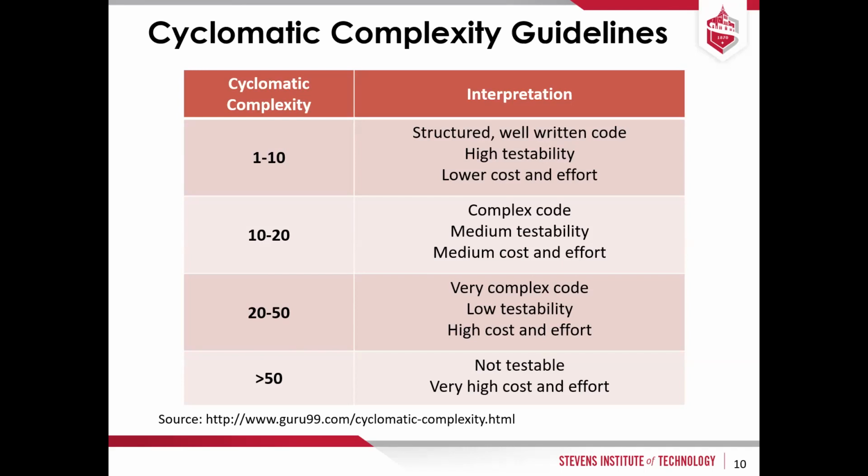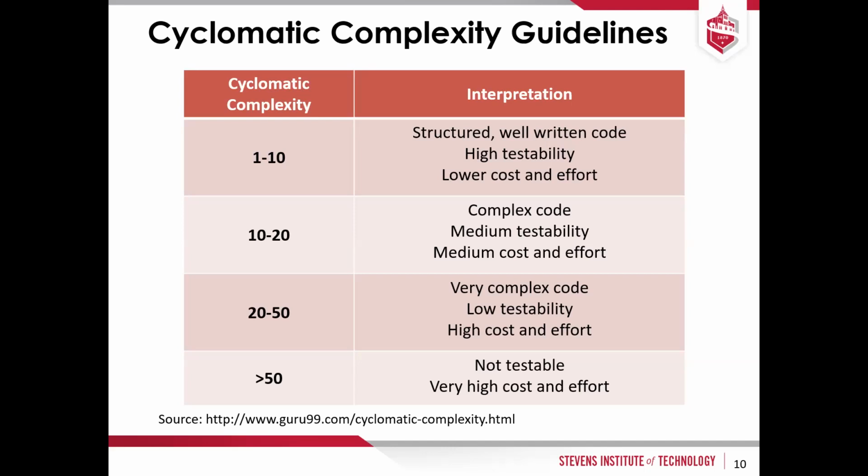If it's between 10 and 20, meaning I have, for example, 15 different paths, it's complex code with medium testability. I cannot successfully test all of them, and I need to pay some money and put in some effort for it. If it's between 20 and 50, it's registered as very complex. The testability is low, it's very costly, and I need to put in high effort.